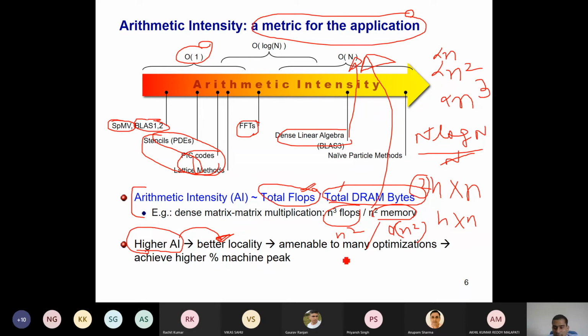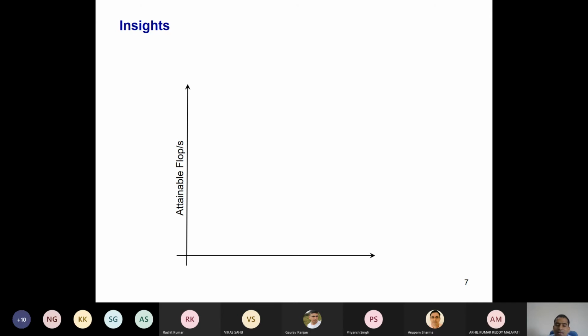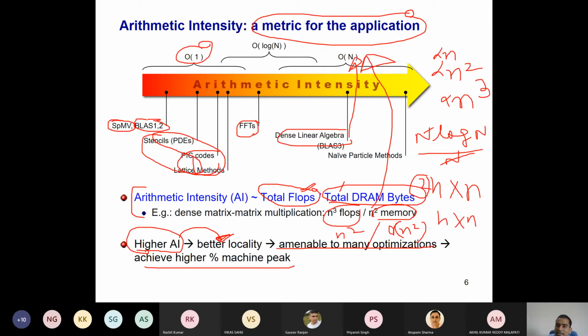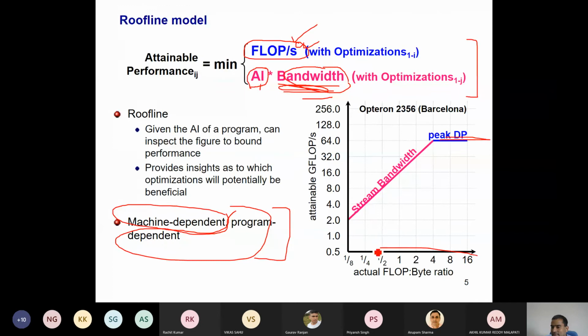Okay, and that means you can achieve higher fraction of machine peak. So how it happens right now, it is a claim. We will give more insights, more solved examples later on. So right now we just take it as it is. I will explain it later. One more thing you please notice that here both axes are logarithmic.